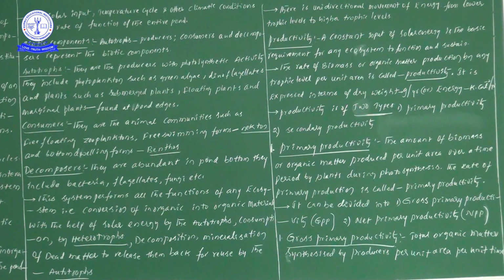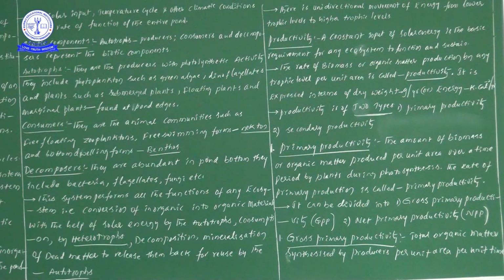These autotrophs are involved in the conversion of inorganic matter into organic matter. That is the activity of autotrophs. Later, the organic matter synthesized by the autotrophs is consumed by the heterotrophs. The next cycle moves towards decomposition. First of all, autotrophs prepare the food materials, these food materials move towards the heterotrophs, and later the next cycle goes to decomposition.